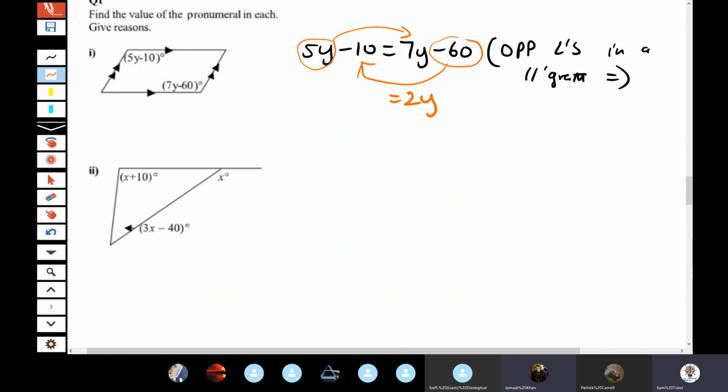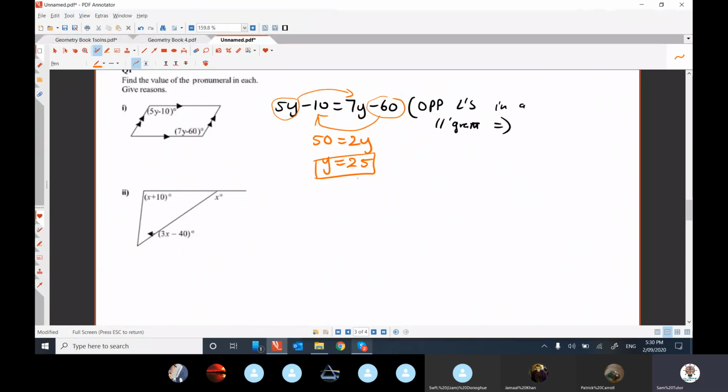2y equals minus 10 plus 60, 50. See how there's no negatives? Yeah. Just looks neater. And then divide by 2. Y equals 25. Done. Good work. Again, anyone have any questions there?